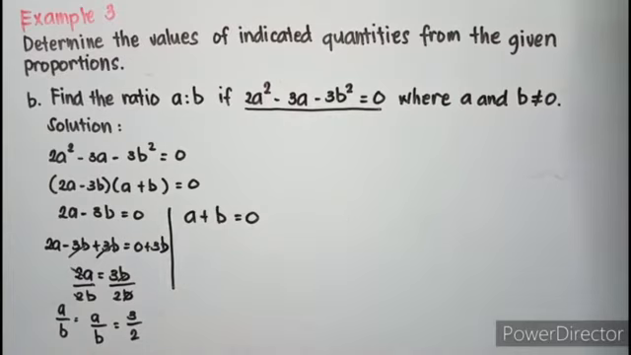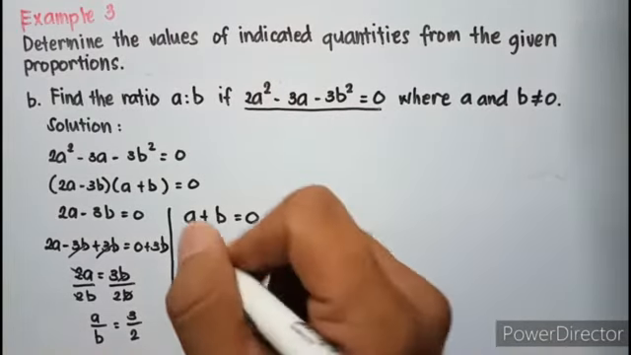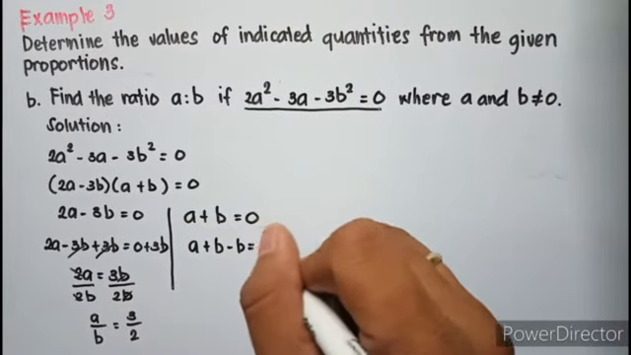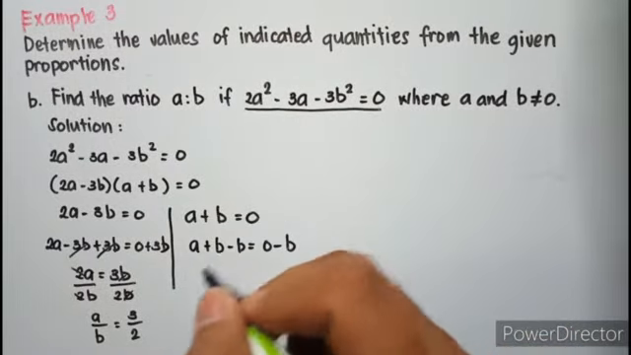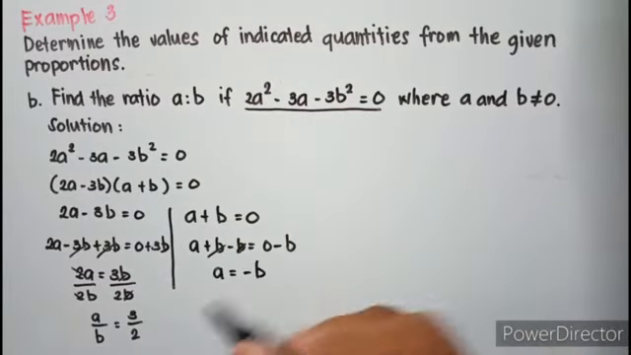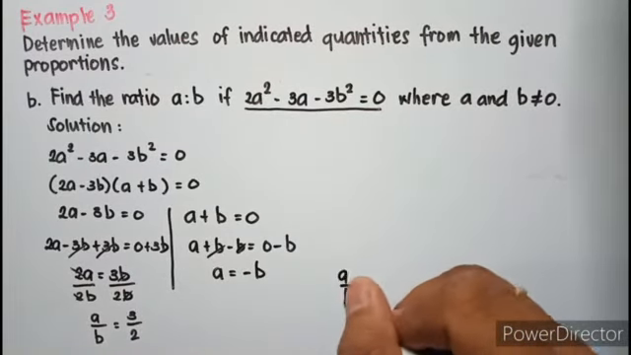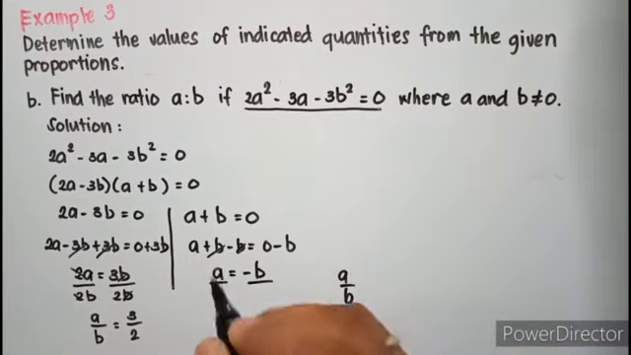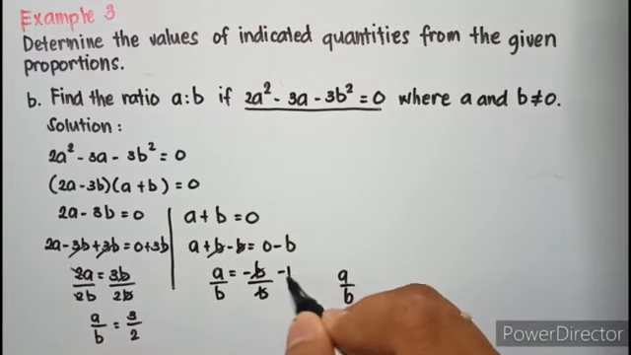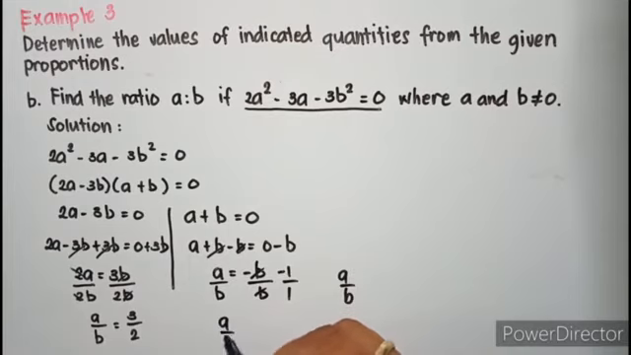Then for our next factor, we will have a plus b minus b is equal to 0 minus b. Then we will have cancel. So a is equal to negative b. Then for us to have the ratio of a over b, again we're going to divide both sides by b. Then cancel. So that is negative 1 over 1. So a over b is equal to negative 1 over 1. So these are the possible ratios for our a and b.